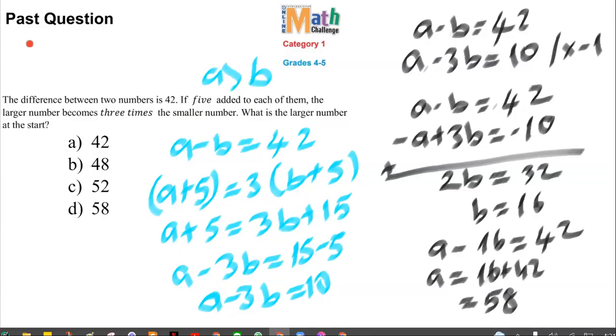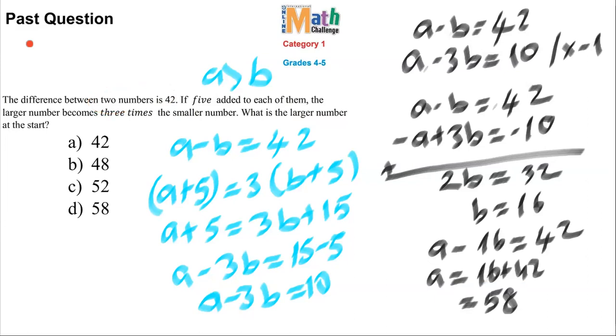So this is our first question from the first category. Two numbers have a difference of 42. Let's call these numbers A and B, and assume that A is bigger than B. The difference means the subtraction, so A minus B will be 42.